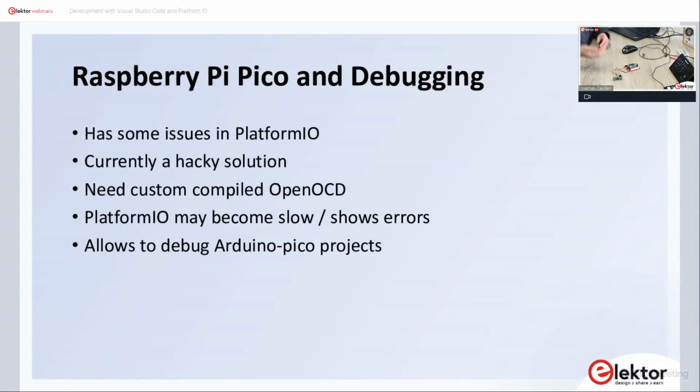For the debugging on the Windows side, you have the OpenOCD debugger, so the Windows part that talks to the debug probe. You need a custom compiled one. It's available, so in PlatformIO, the lines provided will do this. And yeah, PlatformIO can become slow or throw errors as all the downloaded files from the external repository are. It doesn't like it really. Give it some time, 20 minutes, 30 minutes to settle down. But in the end, you are able to really debug Arduino Pico projects that you have written with the Arduino framework. I see.